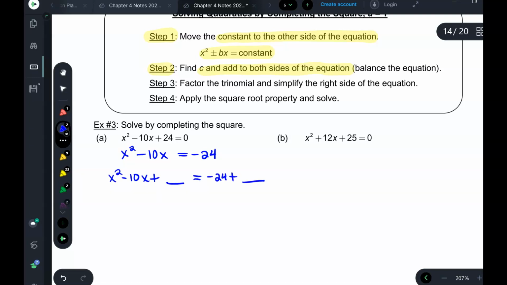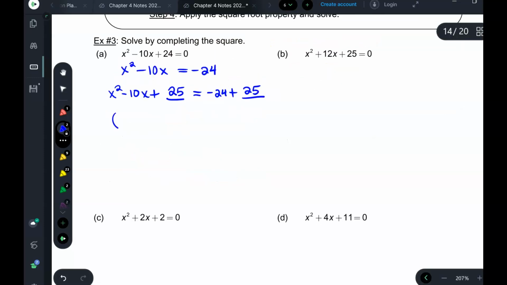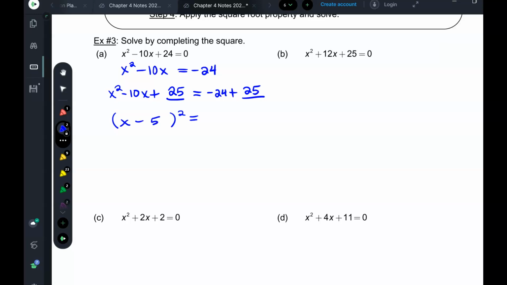What would I add? Divide by 2, that'd be negative 5, and then negative 5 to the second would be 25. Plus 25. Half of negative 10 is negative 5. Square it. Whatever we add to the left side, we must add to the right side. So x minus 5 squared. Negative 24 plus 25 is 1.